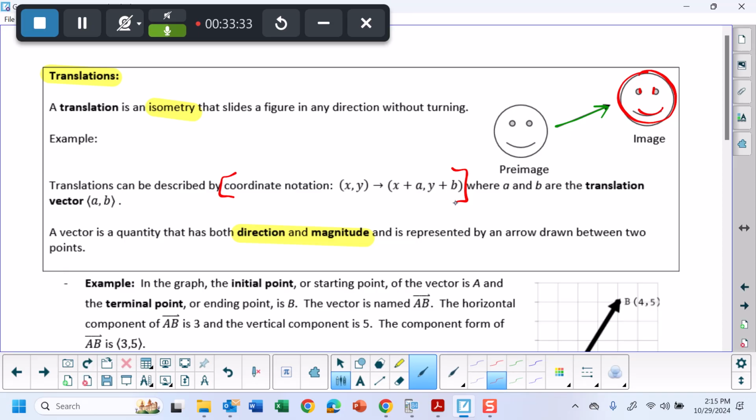Coordinate notation shows us directly what we're adding or subtracting to each of the X and Y values of my pre-image to get to my image. In vector notation, we take a shortcut and we go ahead and we just say, hey, we're going to use these new symbols. They're not parentheses, they're not brackets, they're not braces.